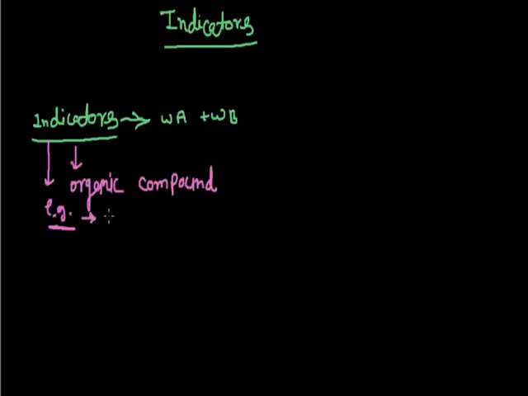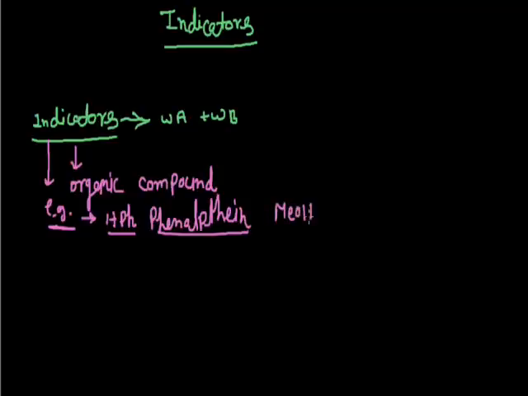phenolphthalein, whose shortcut is HPh, and the second main indicator is methyl orange, that is MeOH. Phenolphthalein is a weak acidic indicator, and methyl orange is a weak basic indicator.